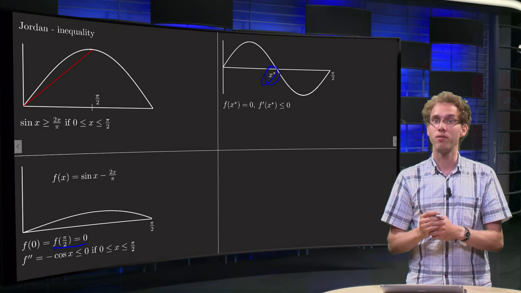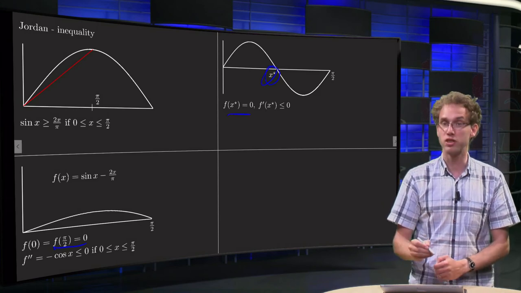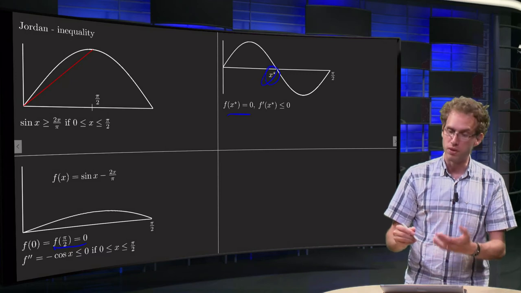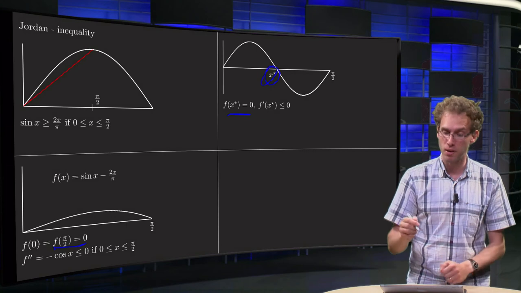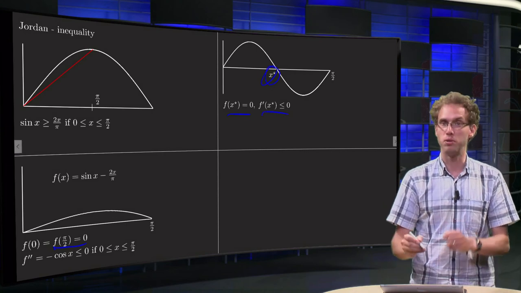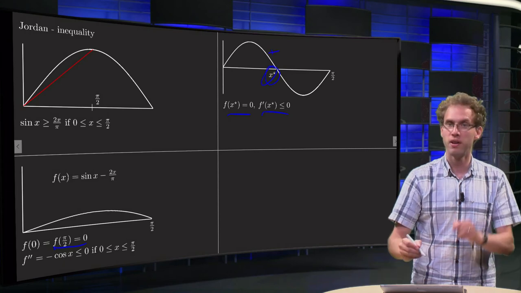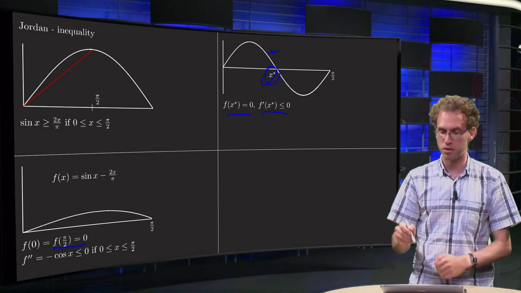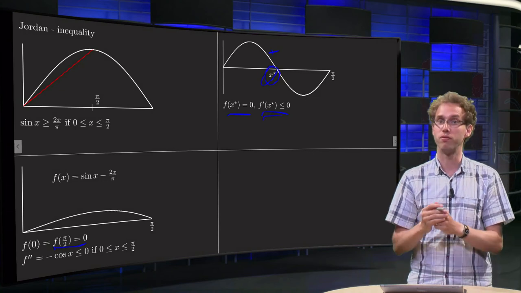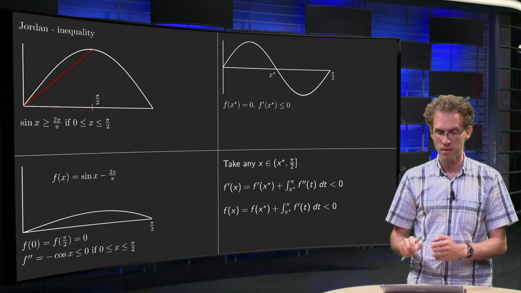So, how are we going to show that? Suppose we have some x star with f of x star equals 0. Now we know that this is the first 0. Then we know that the derivative has to be smaller than or equal to 0, because over here you are positive and you are at 0, so you are decreasing at this moment. So f prime at x star is smaller than or equal to 0.